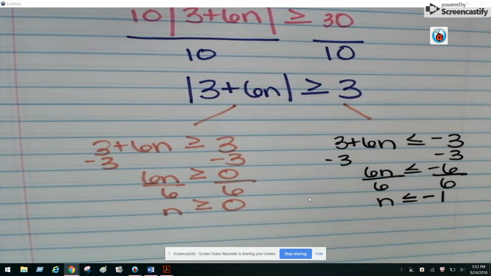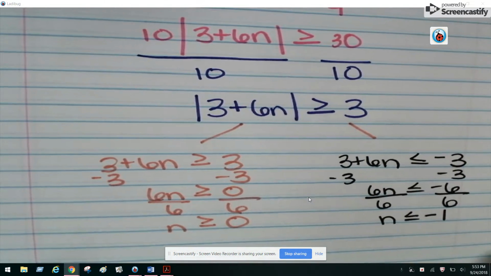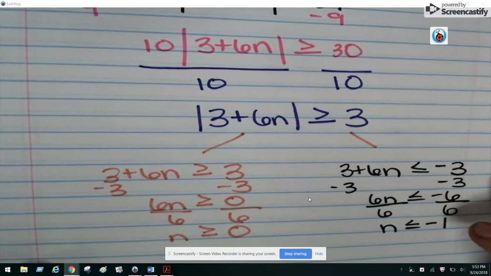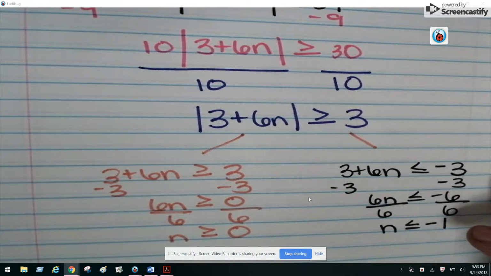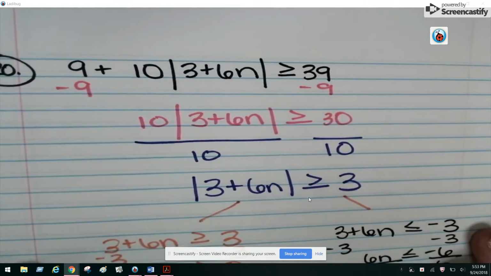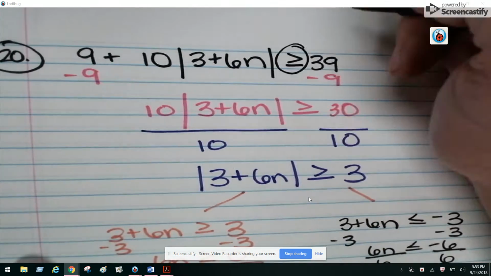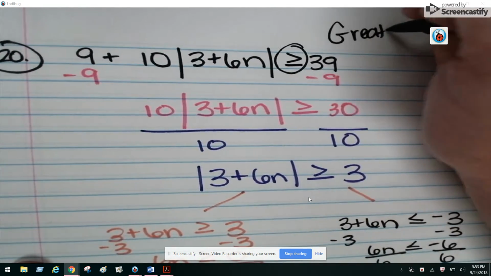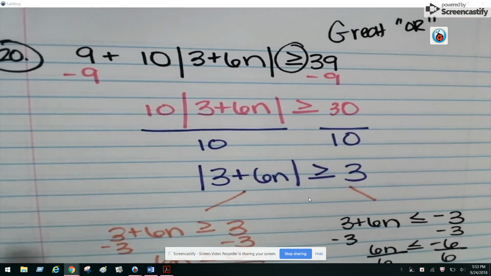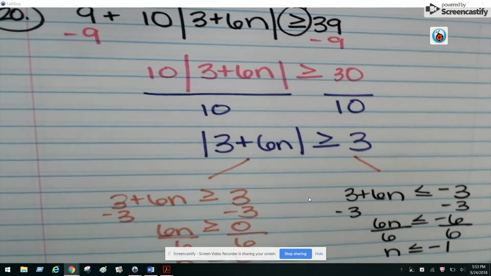Okay, so now I have to go back and think, is this an and or an or problem? If you think about our tips and tricks, this is just like the last problem, number 19. This is a great or problem. But even if you forgot that, we can still graph it out and be able to figure out which one it is.